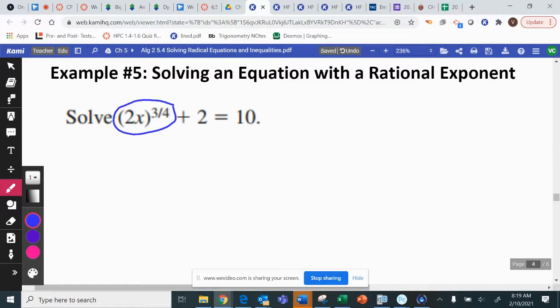Hello, you need to go to the front office. What should we do first to get this by itself? Jackson. Subtract 2. Perfect.